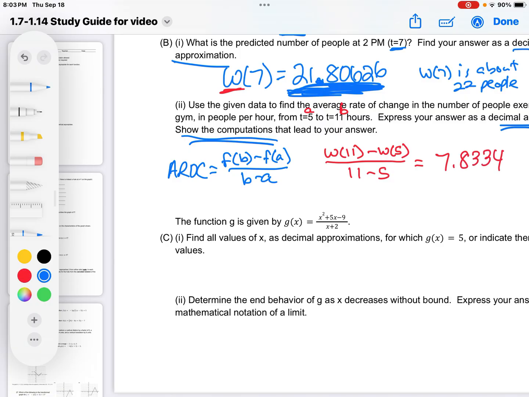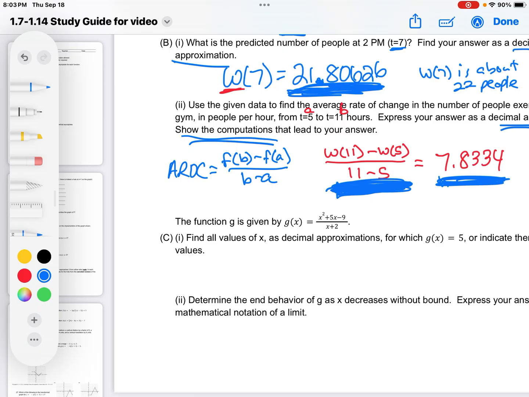To earn this point, you must show the computation and show the decimal approximation. If you only show one of those and not the other, you do not get the point. Okay, it sounds harsh, but again, that's how they grade on the AP exam. So show the computation. This is literally all you need to show. And then show your decimal approximation. Okay?